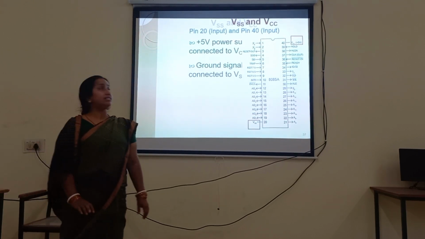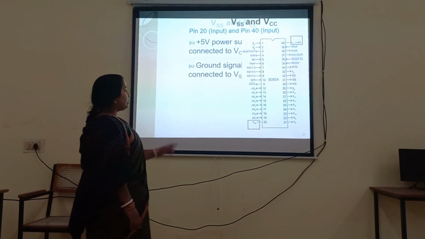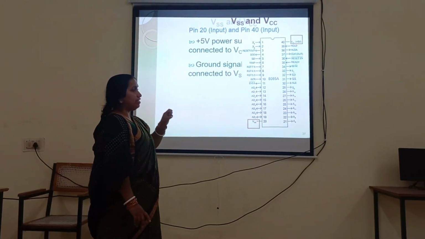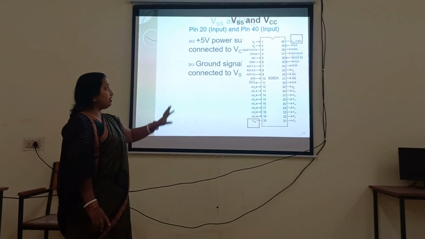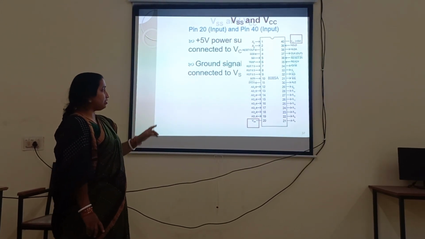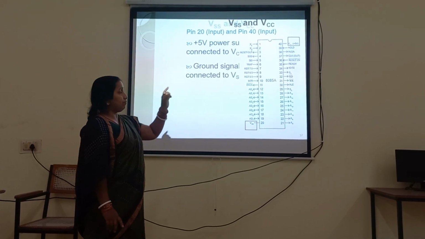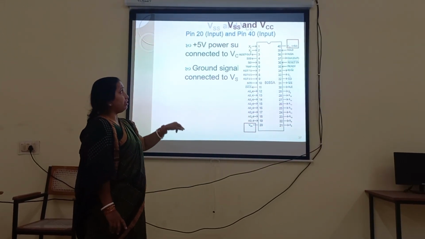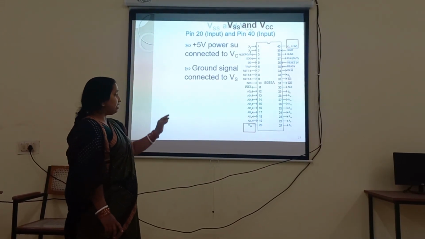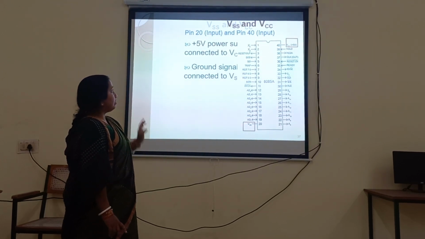Next is VSS and VCC, which are very essential points of the IC or microprocessor. VCC is the plus 5 volt supply point, and VSS is the ground point. Okay. Then next.